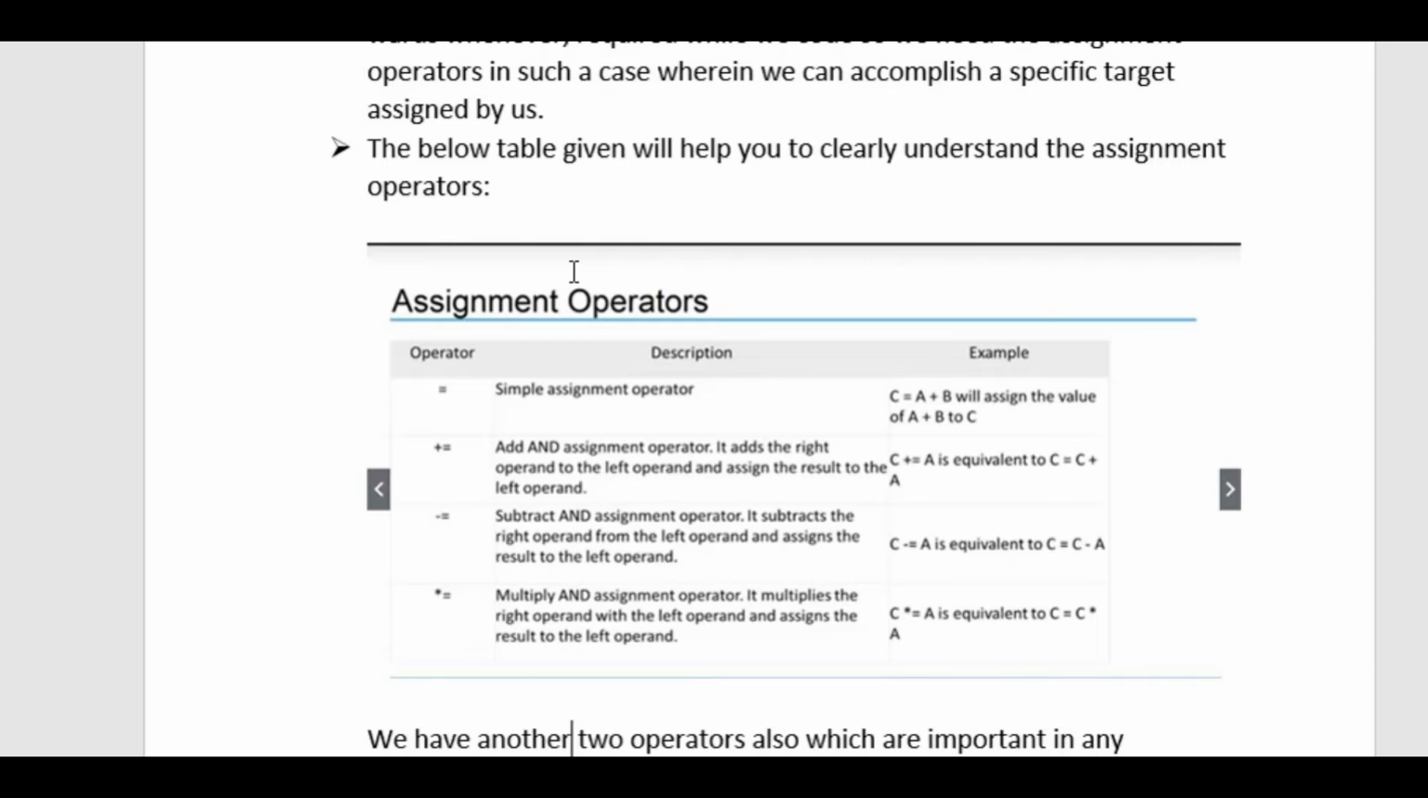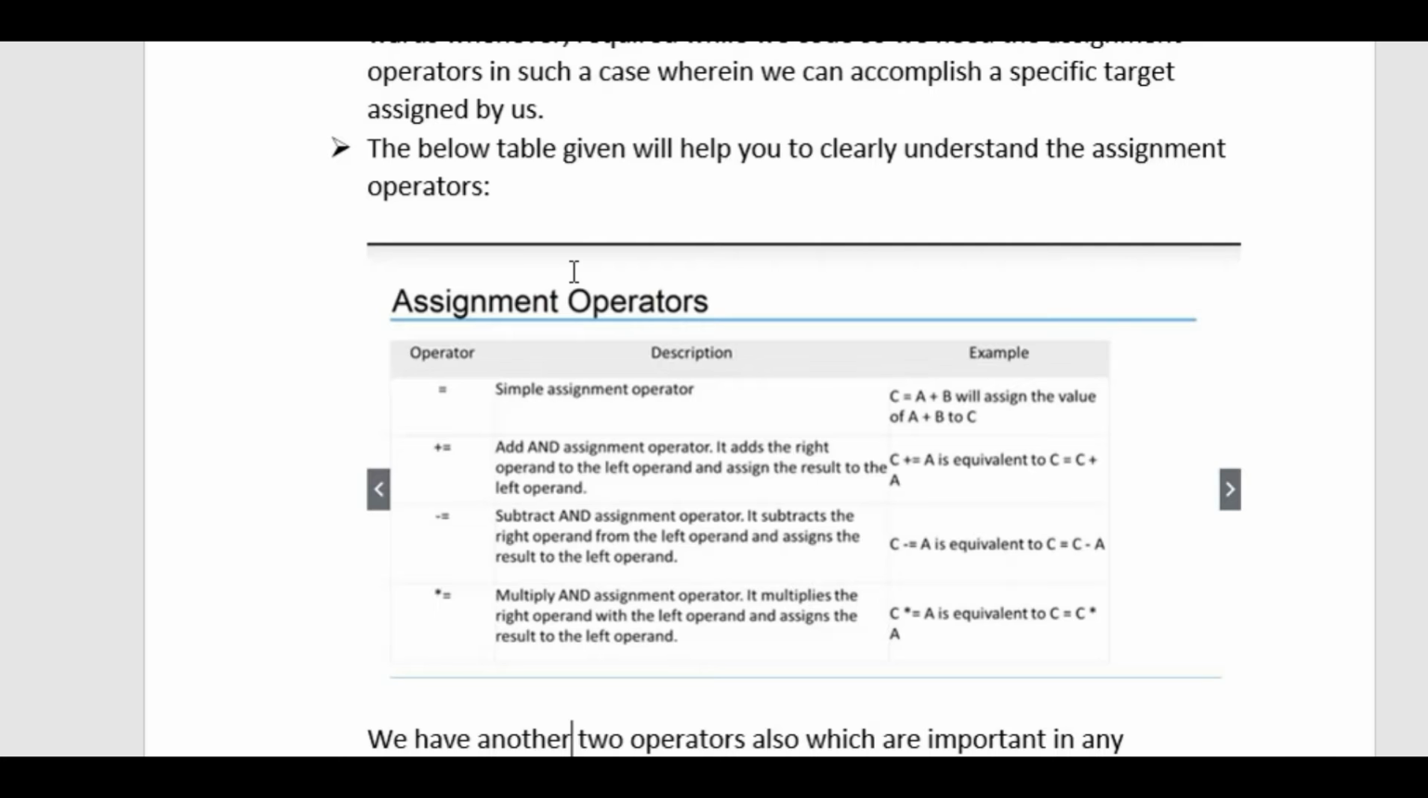Next one is the subtract and assignment operator. It subtracts the right operand from the left operand and assigns the result to the left operand. So it is the same as the add and assignment operator. The one change here is that C minus equals to A is equivalent to C equals to C minus A. Writing the code, we need to represent these kinds of values because it should be operated logically.